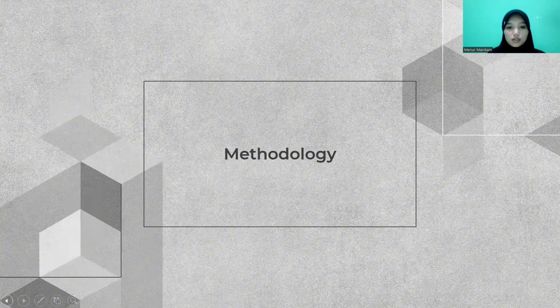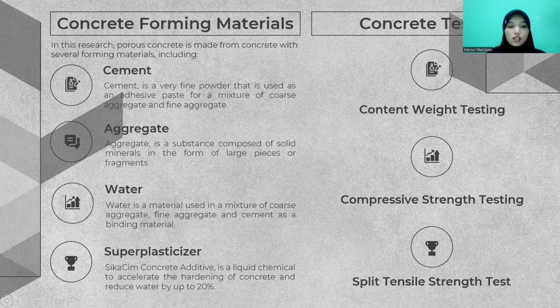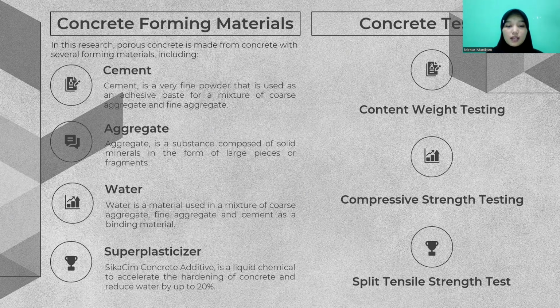Next is methodology. First is concrete forming materials. In this study, the porous concrete made was concrete with a cylindrical sample with a diameter of 15 centimeters and a height of 13 centimeters, as many as 18 pieces, with several forming materials like cement, aggregate, water, and superplasticizer.